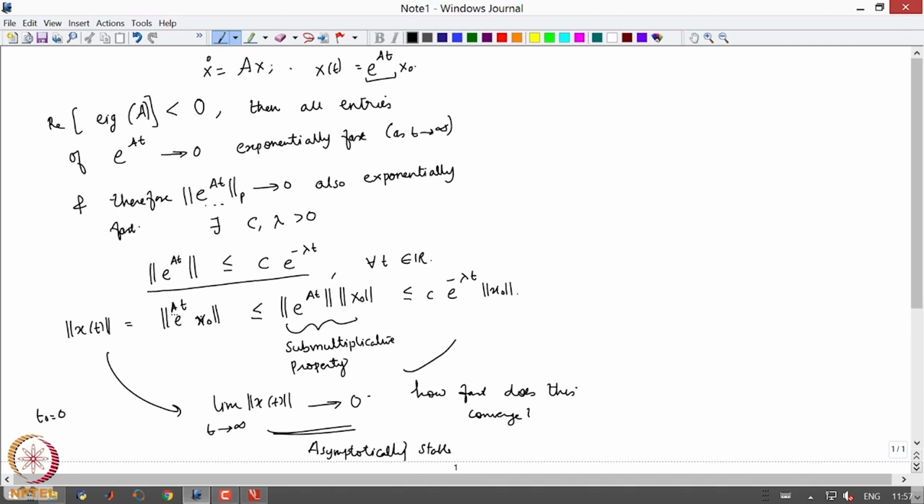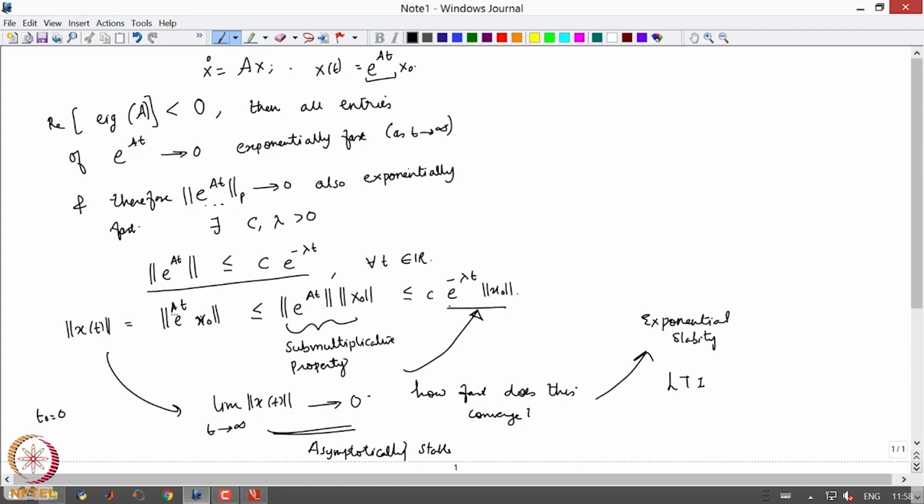I go to the right hand side and I see that the solutions can always be upper bounded by some exponentially decaying function, and therefore this also leads to the equivalence between asymptotic stability and exponential stability for a linear time invariant system. These two are indeed the same concepts. Again, the steps are pretty neat to follow.